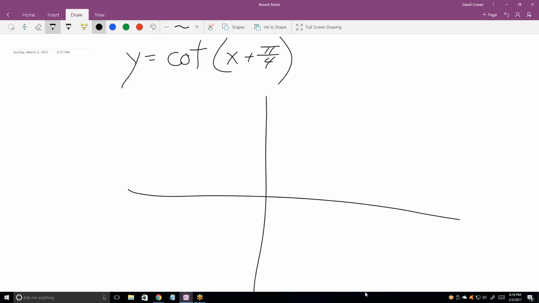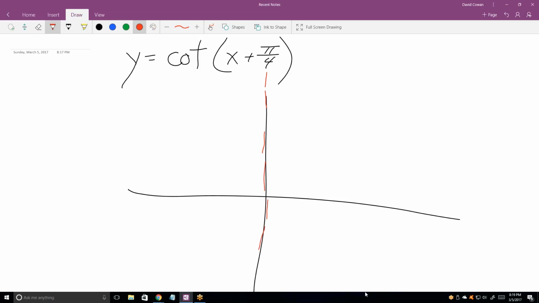How do I draw the non-transformed, in other words, what's y equals cotangent of x look like? It crosses the x-axis at 0, or it crosses the point of origin. Okay, so how many asymptotes? Every pi.